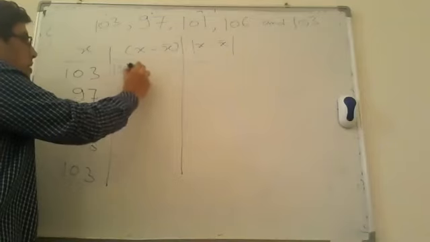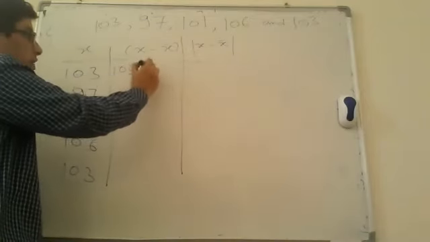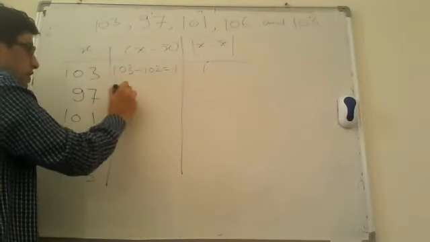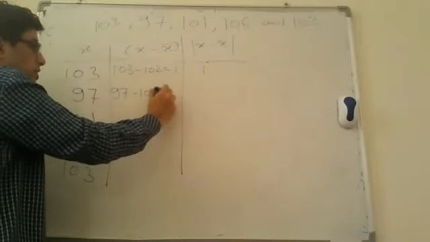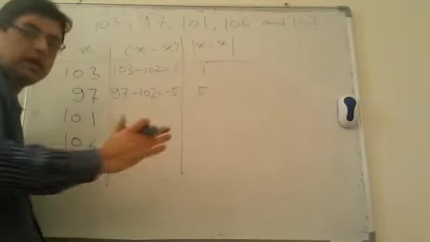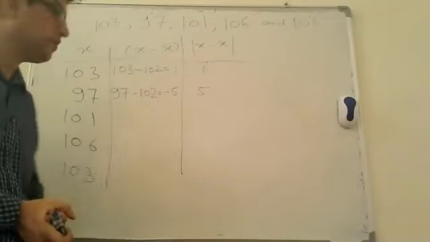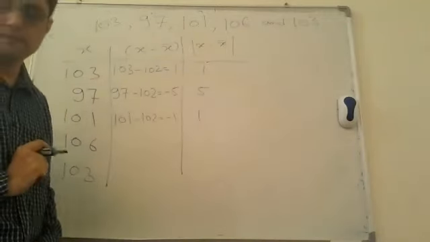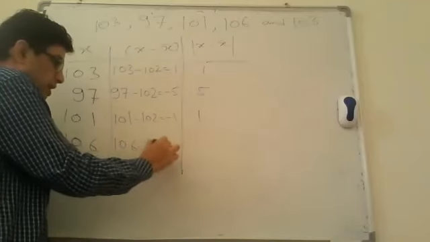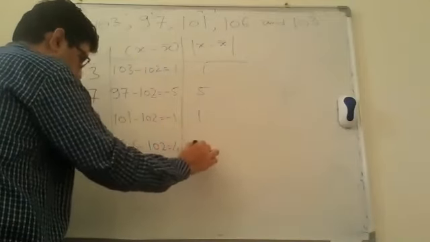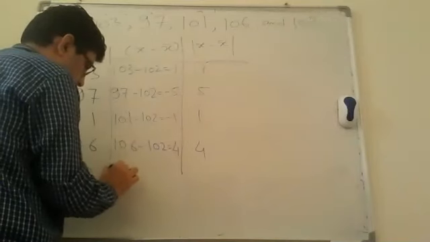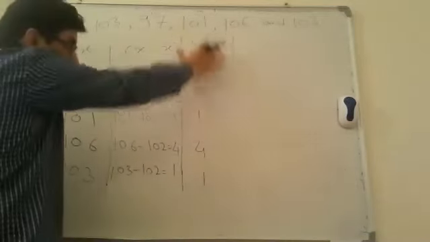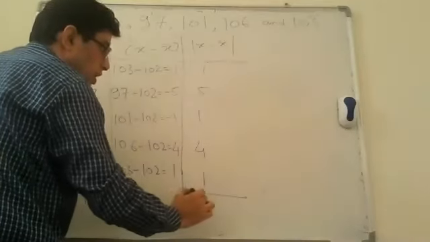So 103 minus 102, what is the value of the mean? It's 102. So it is 1. Absolute value also 1. 97 minus 102 is minus 5, but the absolute value is 5, because either here or here the distance is the same, so choose the positive value. 101 minus 102 is minus 1, so the absolute value is 1. 106 minus 102 is 4. 103 minus 102 is 1. You need to check the total for this column only. The total of this column is 12.